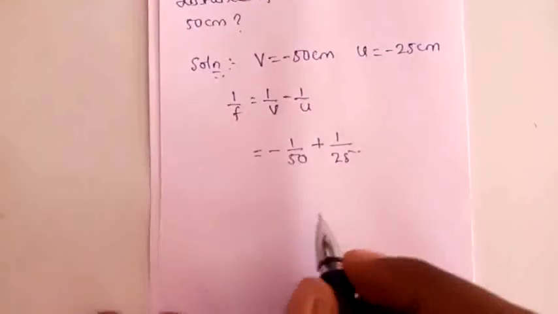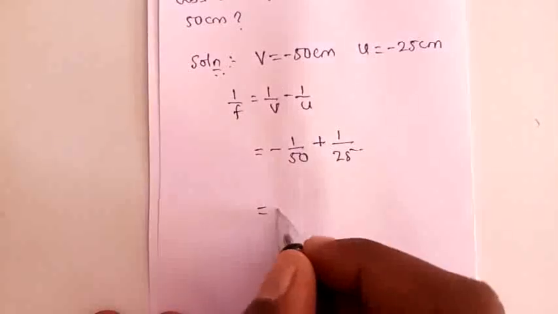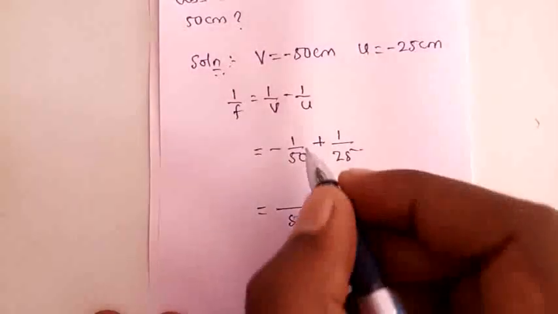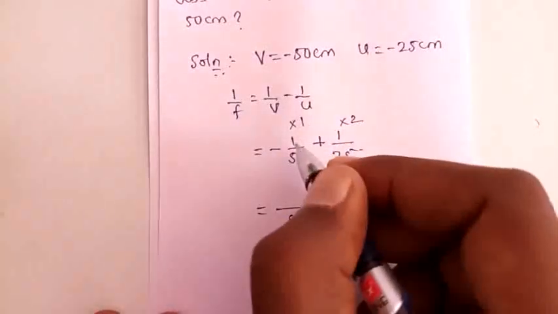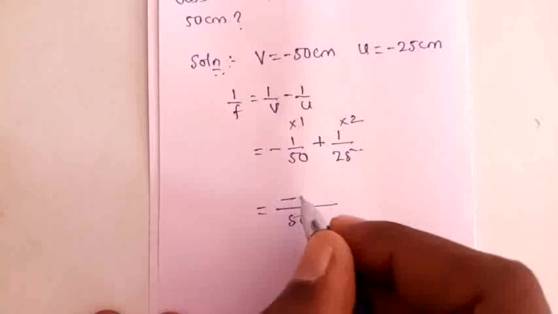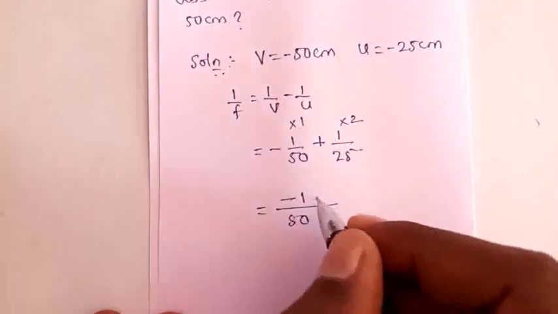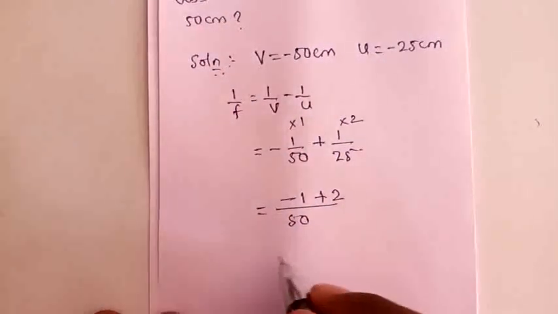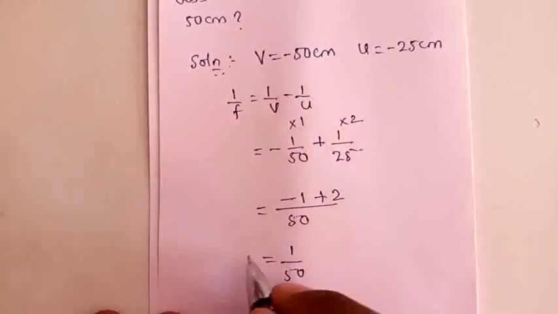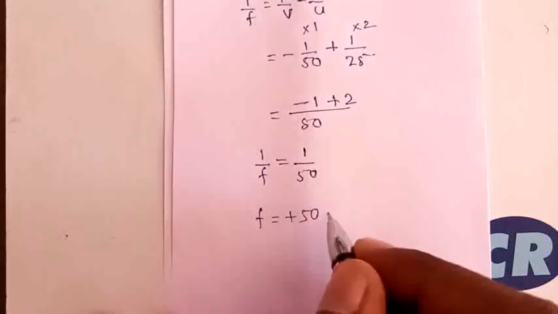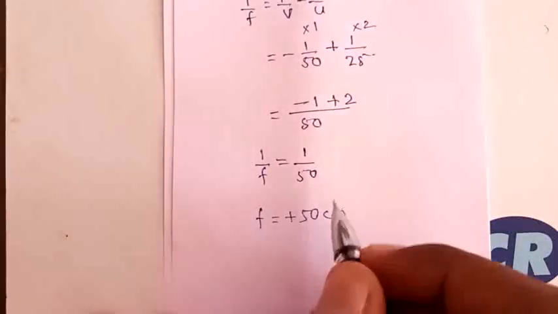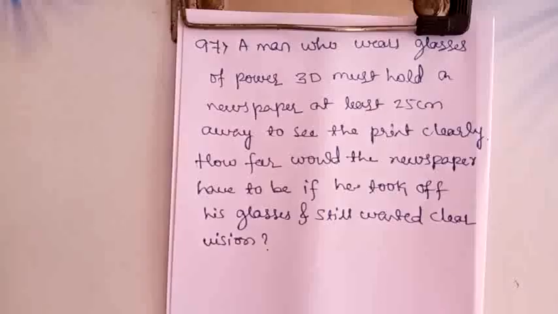What is the LCM here? LCM is nothing but 50. Then 50 ones are 50 and 25 twos are 50. 1 into 1 is 1, that is minus 1. 2 into 1 is 2, that is plus 2. Then 2 minus 1 is 1, so 1 by 50. Then it is 1 by f, so f is equal to plus 50 centimeter. That is the focal length of the spectacles.